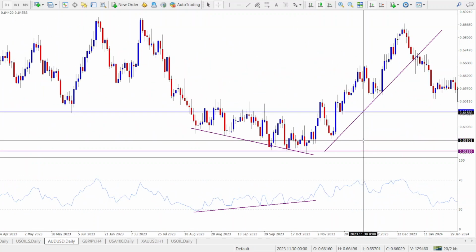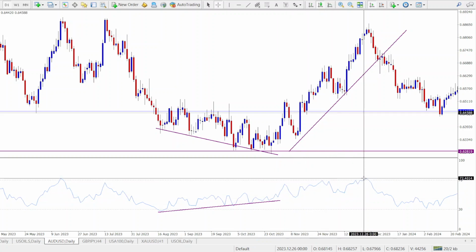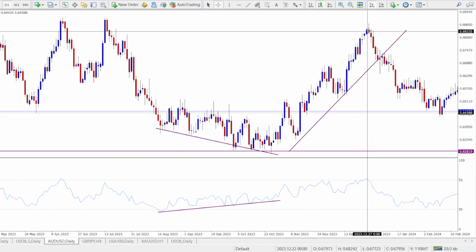Then as for the buy trade, wait for the price to enter the overbought territory. So you'd have exited somewhere around here as it got into the overbought territory.